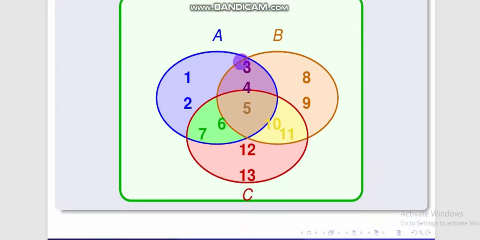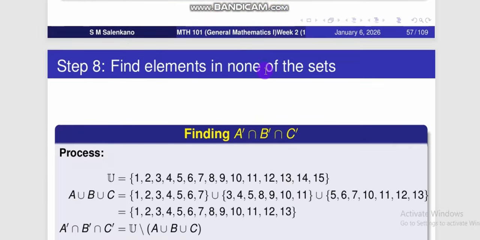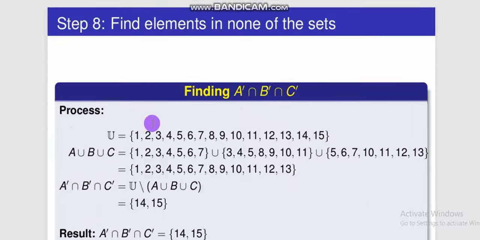So we have successfully completed all the regions within the 3 circles. Now we have to find for the region outside, right? So how do we do that? Look at it. Find elements in none of the sets, the region for none of the sets. Now, finding A prime intersection B prime intersection C prime. So now what you will do is you have the universal set that has all the elements, right?